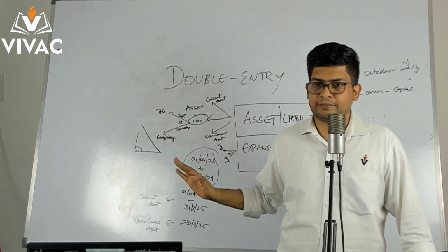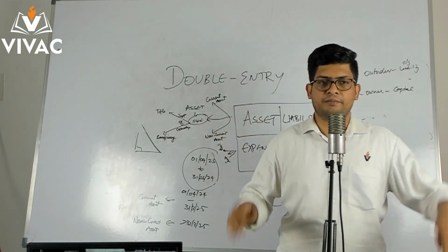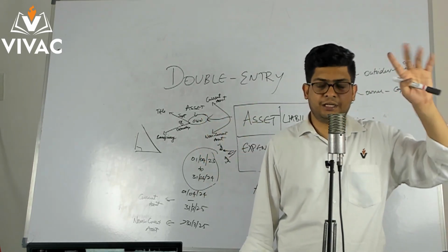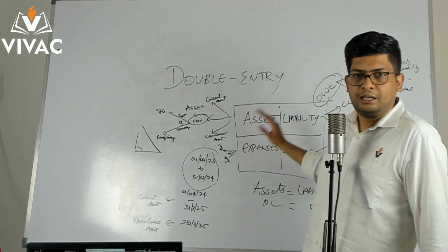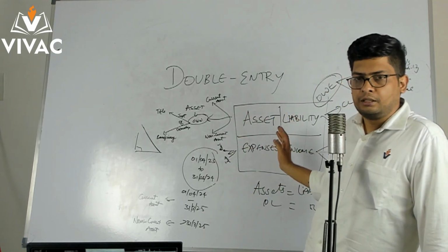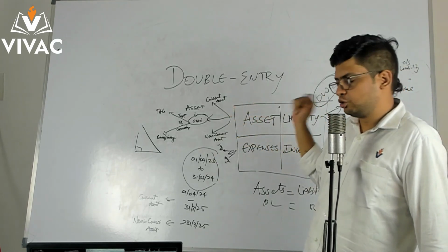Clear till here? Very easy. Four terms: asset, liability, income, expense. Asset and expenses will come when money goes out. Liability and income will come when money comes in. Super easy till here.